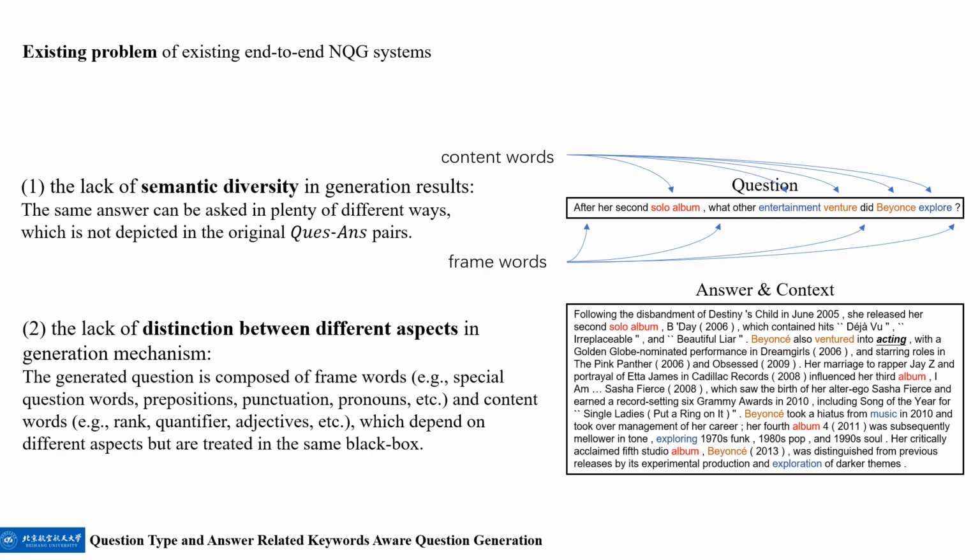As we can see, the same answer and its context can be asked about in plenty of different ways, which is not depicted in the original question-answer pairs. On the other hand, the generated question is composed of frameworks such as special question words, prepositions, punctuation, and pronouns, and content words such as rank, quantifiers, adjectives, and named entities, which depend on different aspects but are treated in the same black box.